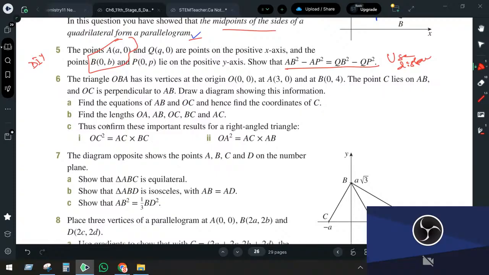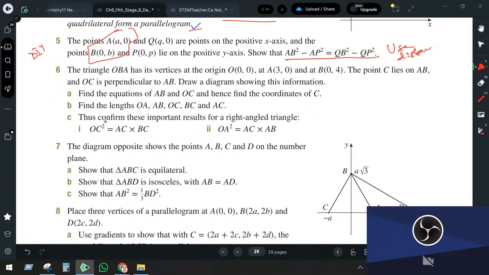The triangle of these three vertices, and C lies on AB and OC is perpendicular to AB. The diagram is showing the information. So what is this information? OBA. So this is the coordinate system, and this is the origin 0, 0, and there is a point 3, 0, 1, 2, 3. This is 3, 0, and 0, 4. So 1, 2, 3, 4. It is 0, 4. So this will be the triangle.